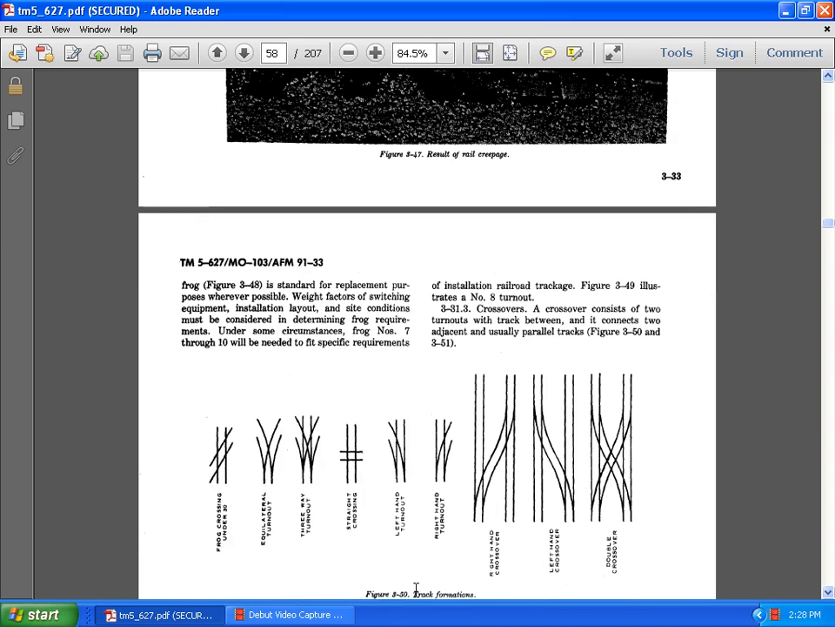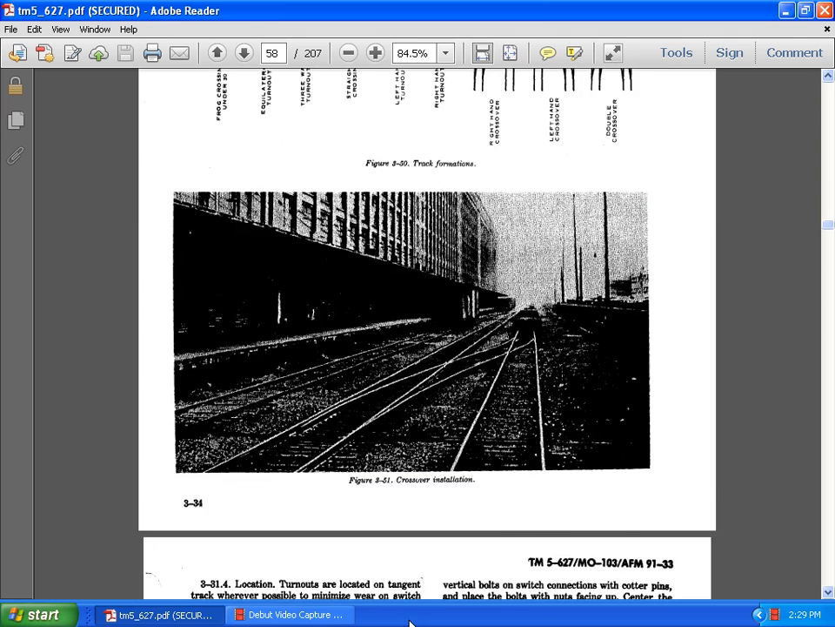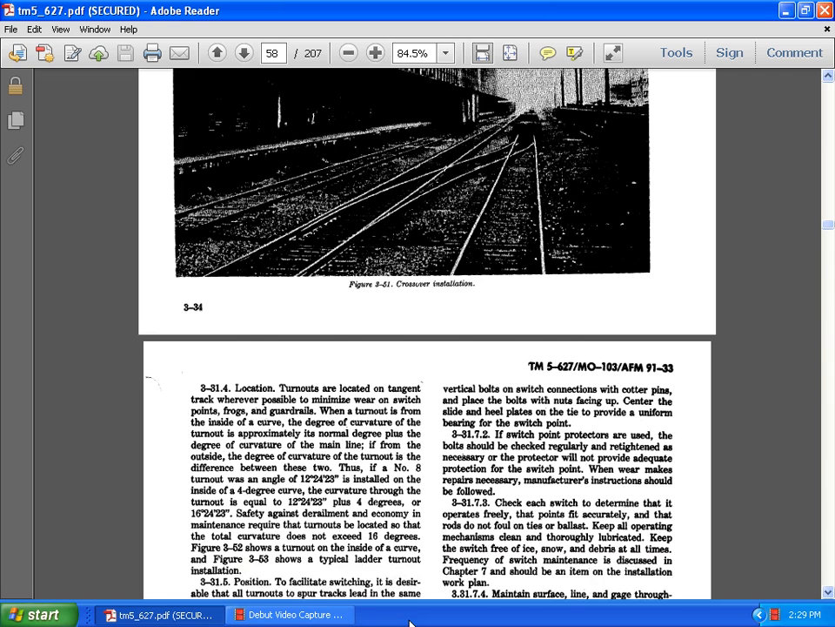Frogs and standard replacement purposes. Wherever possible, factors such as switching and equipment installation, layout and conditions must be considered in determining requirements under usual circumstances. Numbers 7 through 10 will need specific requirements. You see the frog crossing under 30. You see the equivalent turnout, the three-way turnout, standard crossing, left-handed turnout, right-handed turnout, right-handed crossover, left-handed crossover, double crossover, track functions, crossover installation.